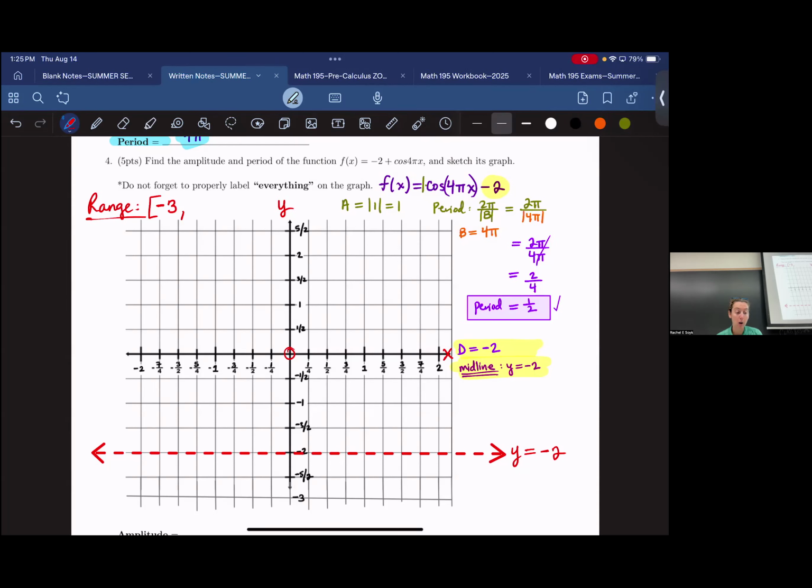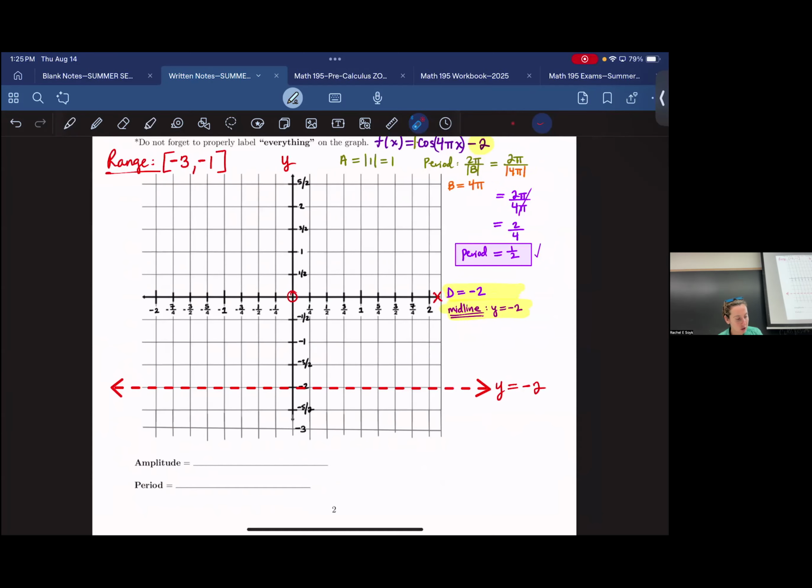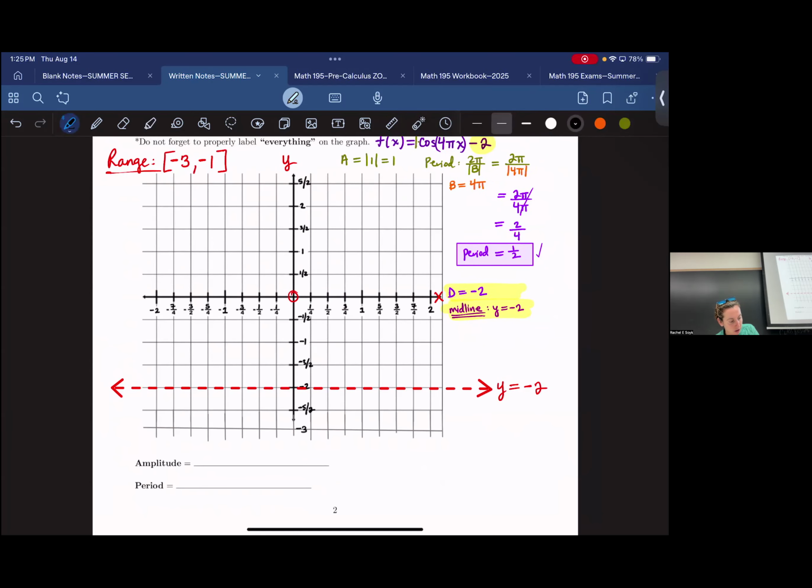Be careful. Our original maximum was 1, but we shifted the whole graph down 2 units. So what's 1 minus 2? Exactly. So we have our absolute max at -1 and our absolute minimum at -3. Okay. We did all of this information, we identify the amplitude, we identify the period. Let's write that down. Our amplitude is 1, our period is 1/2.